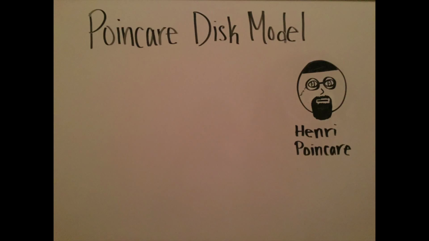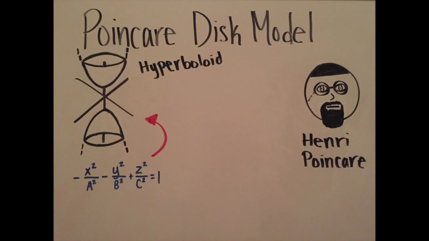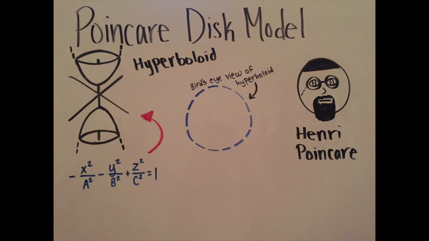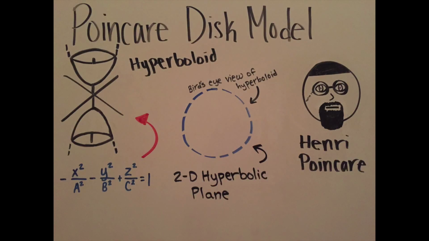The Poincare disk model is a stereographic projection of a hyperboloid. A hyperboloid is the rotated 3D representation of a hyperbola. The stereographic projection of this is basically the bird's eye view of one piece of the hyperboloid where you are viewing from the closed end. The Poincare disk is a two-dimensional representation of hyperbolic space.